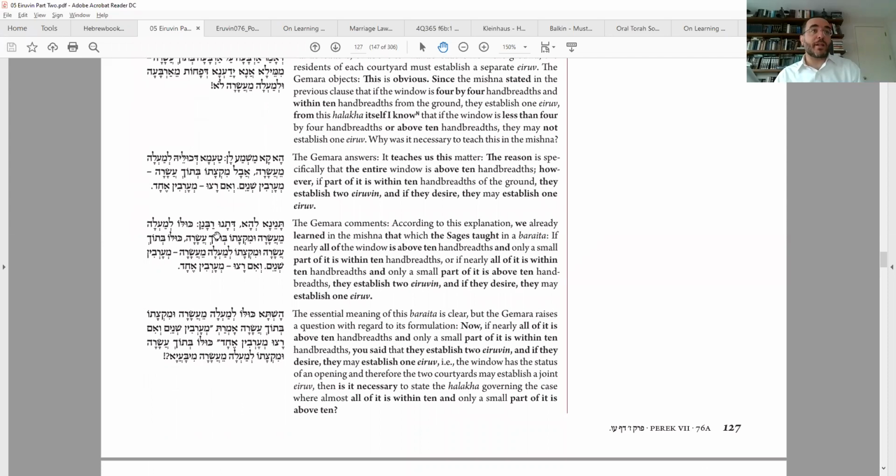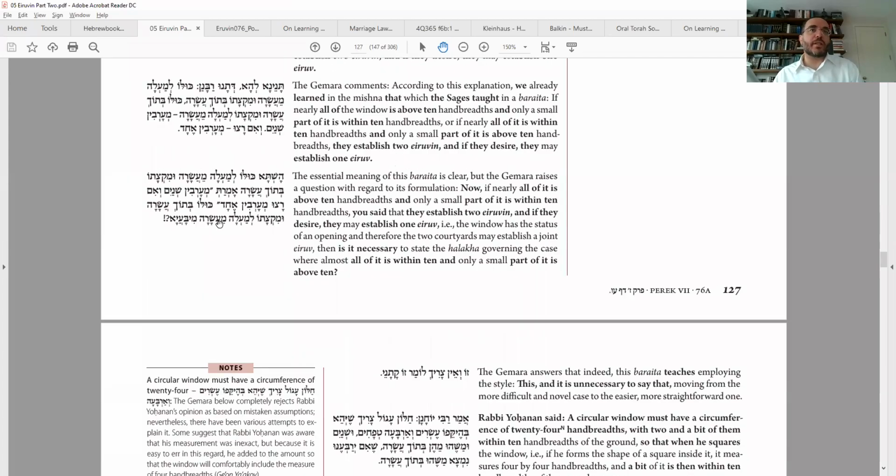We have a question on this baraita. The baraita has two cases, but you really don't need both. The first case is it's almost all above 10 tefachim, and just a little bit, like in that picture, is reaching below 10 tefachim. And still you can consider it as an opening and make an eruv. Well, if only a tiny bit is below 10 tefachim, and you consider it a window, then all the more so, the next case, you don't need to tell me that's also good when most of it is below 10 tefachim. So really the Braita should have only taught the first case. Don't need the second case.